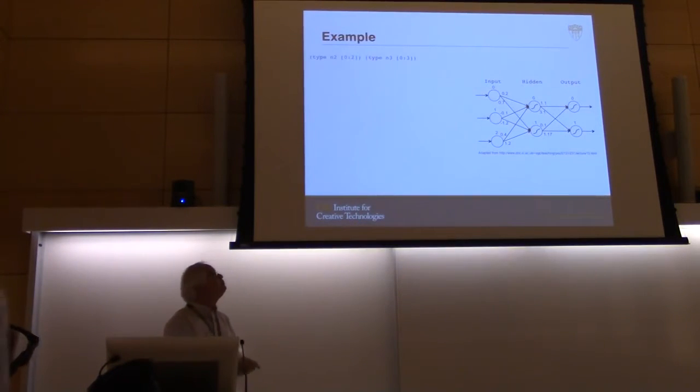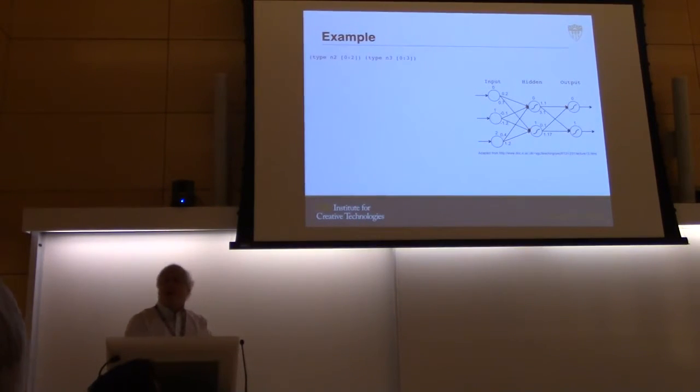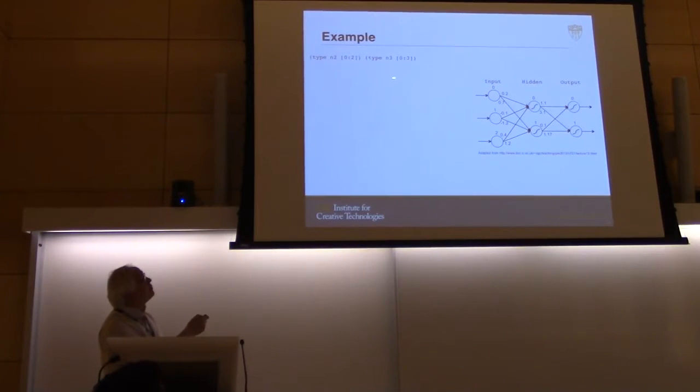So, example. Here we define a couple of types. I should have said predicates are over type variables. This one just says we have two-element integers, so 0 and 1. Here we have 0, 1, and 2. So 2 elements and 3 elements.